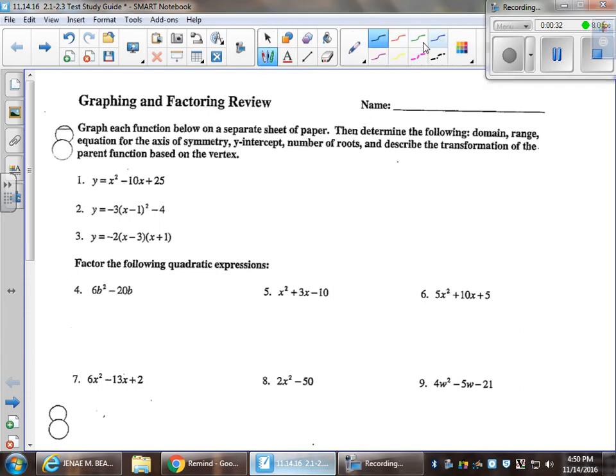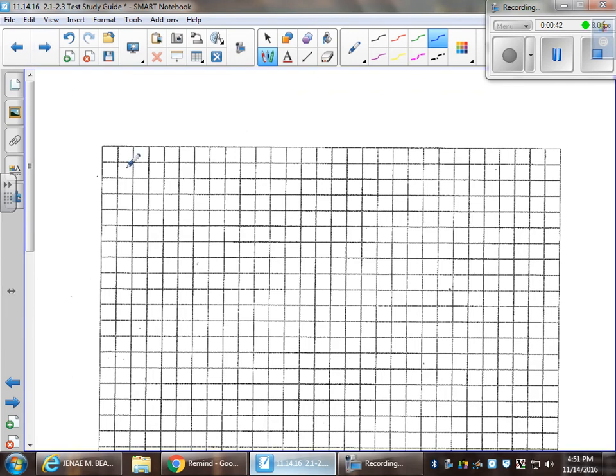So all three of these will be on graph paper, and I have attached a piece to this worksheet for you to use. So let's move over to our graph paper. Our first graph will be for the equation y equals x squared minus 10x plus 25.